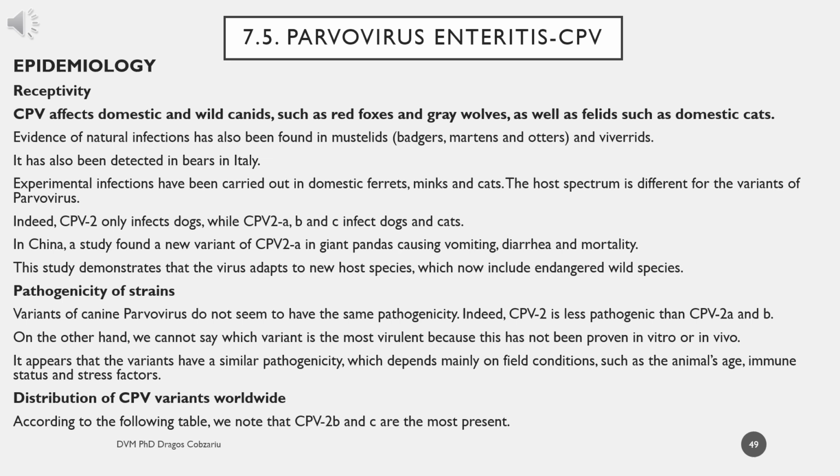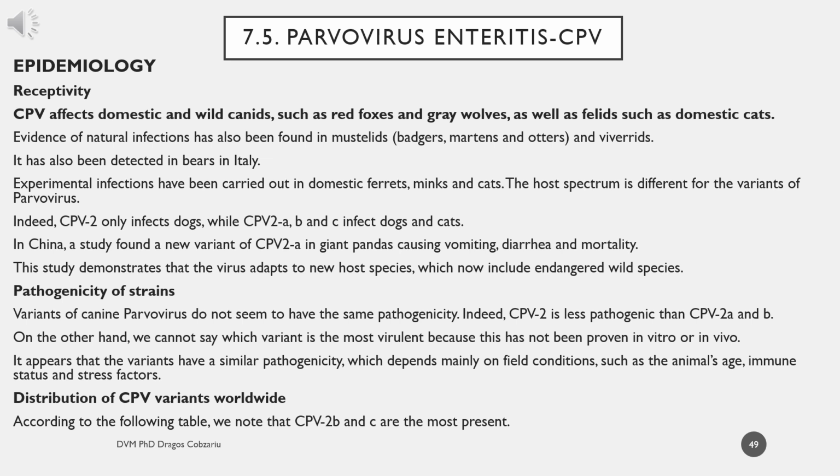Indeed, CPV2 only infects dogs, while CPV2A, B, and C infect dogs and cats. In China, a study found a new variant of CPV2A in giant pandas causing vomiting, diarrhea, and mortality. This study demonstrates that the virus adapts to new host species, which now include endangered wild species. Pathogenicity of strains. Variants of canine parvovirus do not seem to have the same pathogenicity.